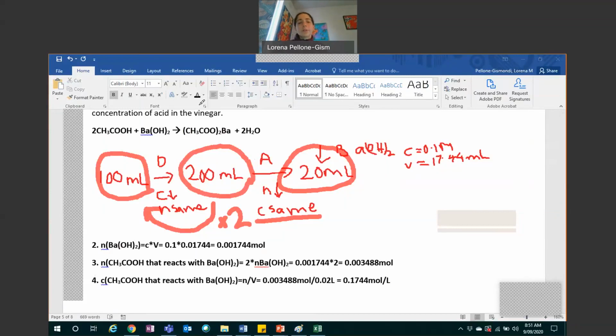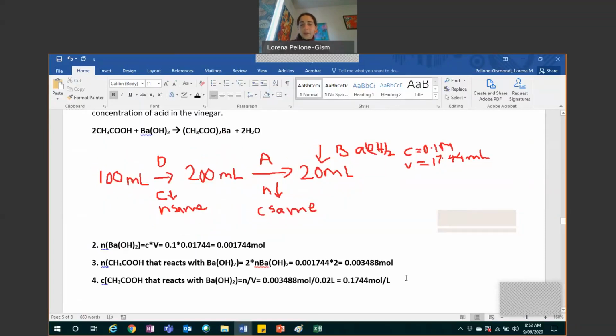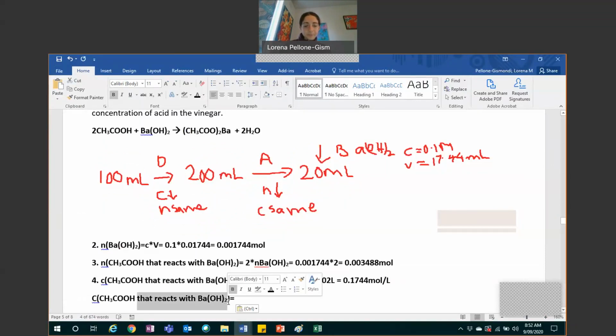The other thing you can do if you're not given such nice numbers like 100 and 200 is you can do the dilution formula. So C1, V1, C2, V2. So I'll show you that with this example. So what do we know so far? The concentration of the ethanoic acid in the 200 mils is also 0.1744.